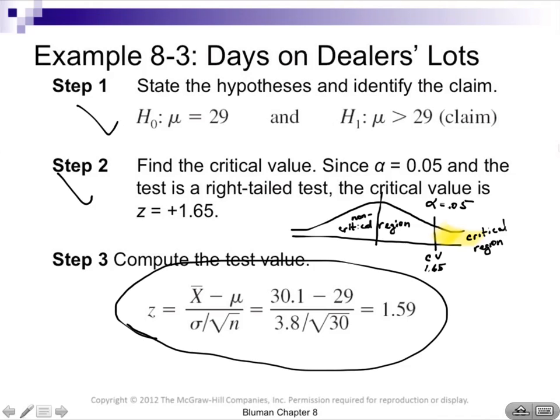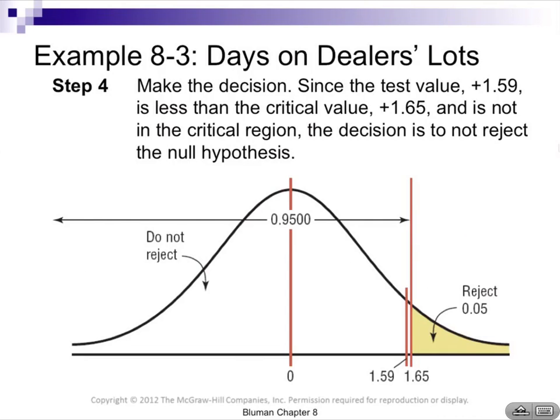Well, we've got a calculated value of 1.59. Well, that's going to be over here. Okay, our test value is 1.59. It's less. So where does that fall? Well, we can see it falls in the non-critical region. And so this is a better scale drawing, obviously typed up and looking nice.